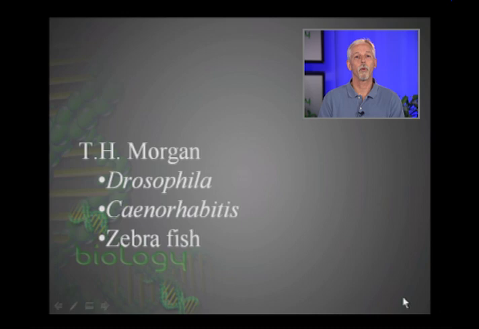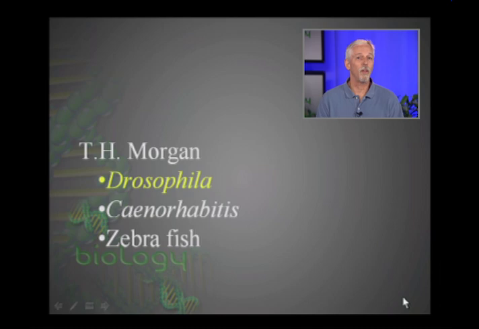And so T.H. Morgan was working with animals. And he was actually working with something called the Drosophila fruit fly, and that became a staple of genetic studies for many, many years. And other types of organisms are used now.